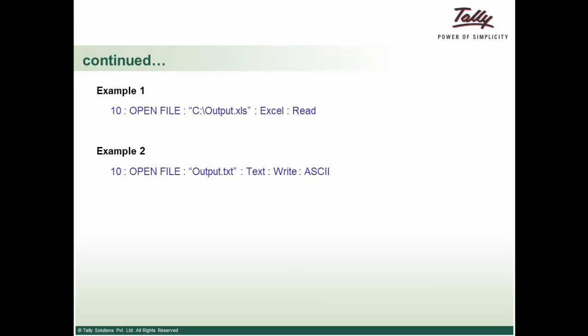Open file, file path, file type, and the open mode. And the next one, you can see open file, file path with the name, with the format, with the operation and the encoding format. So only while writing back, encoding will be read. While reading, the encoding would not be read. The encoding format specified will be ignored.